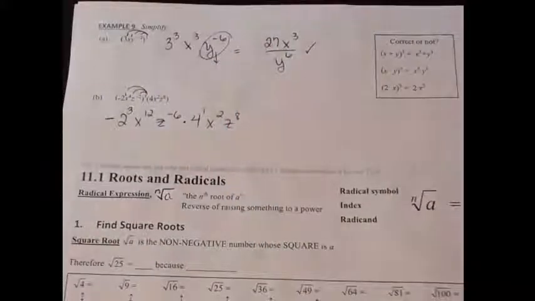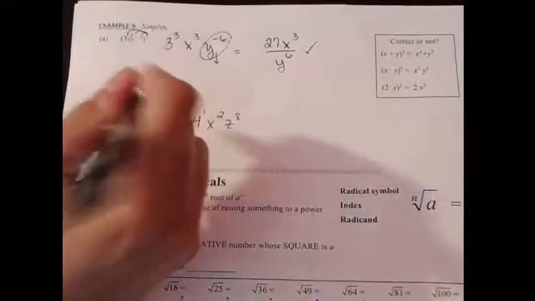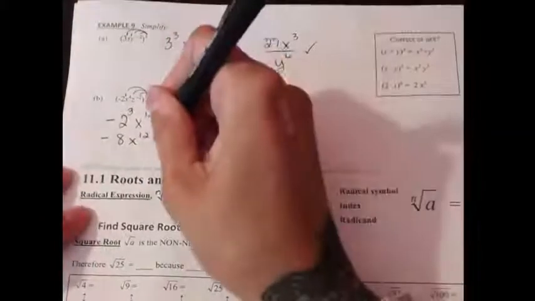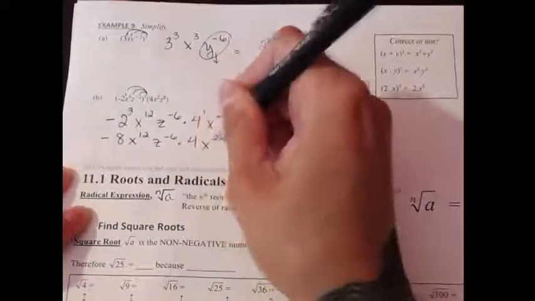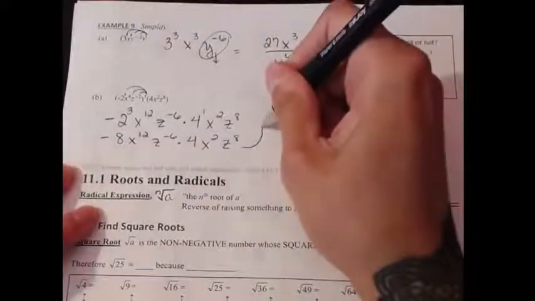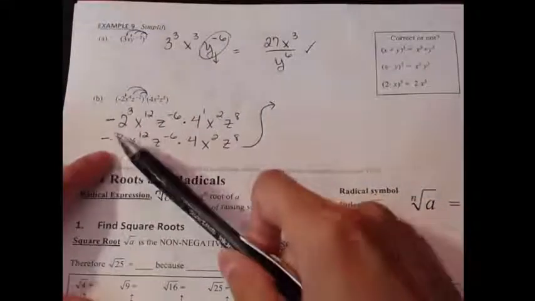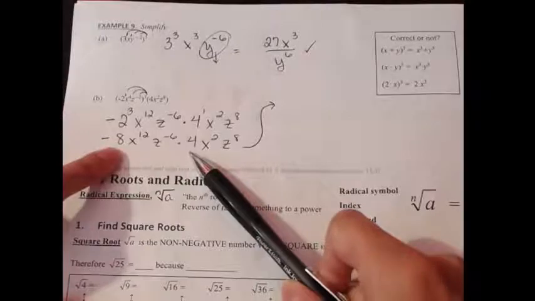The next thing I'm going to do is evaluate this 2 to the third. So this leaves me with a negative, and then 2 times 2 times 2 is 8. So I'm just going to rewrite it for a moment. And I'm going to keep the z to the negative 6 the same way as well. I want to show you something that you are allowed to do. At this point, we are using the product rule, right? So first off, negative 8 times 4, here are my coefficients. I can definitely multiply these two.